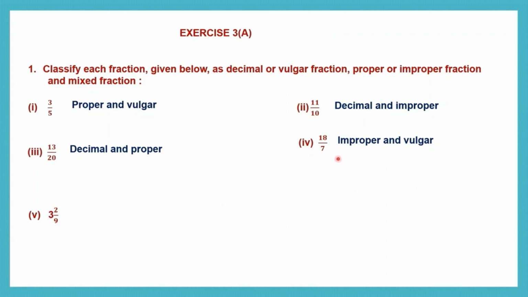Any fraction which has a denominator which is not 10 or a higher power of 10 is called a vulgar fraction. Next one, we have 3, 2 by 9. This is a mixed fraction because it has a natural number 3 and a proper fraction 2 by 9.